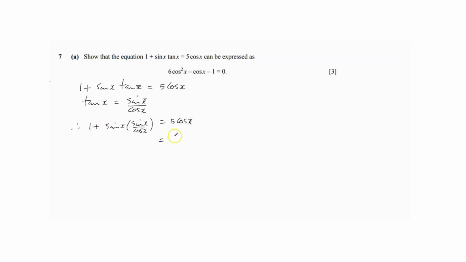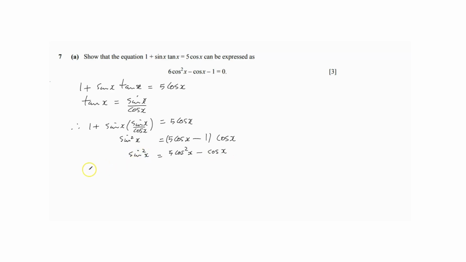Let us subtract 1 both sides. So we have 5 cos x minus 1 on the right hand side, and on the left hand side we can multiply sine x by sine x, so we get sine squared x. And also we can multiply both sides by cos x. Therefore we have cos x on the right hand side here. And this can be reduced to give us 5 cos squared x minus cos x. And that is equal to sine squared x.